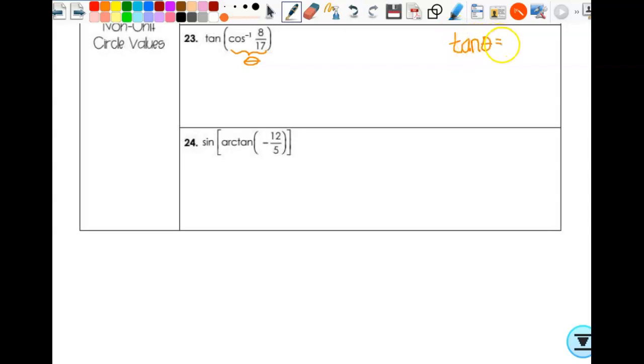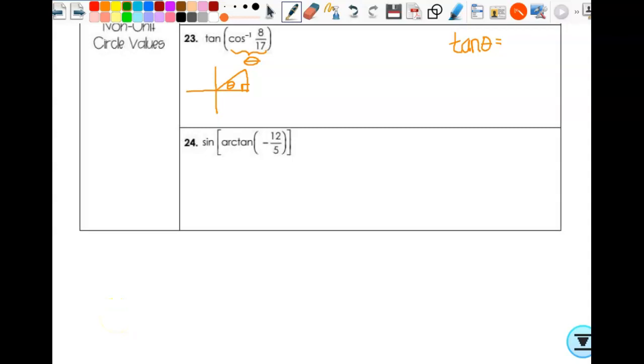All right? So whatever theta is, I don't even care. I'm going to draw myself a picture. I know that if I take the cosine inverse, I can only get angles in the first and second quadrant. This is a positive cosine value, therefore I'm going to be in the first quadrant. That's how I know where to draw my triangle. Here's my triangle. Okay?